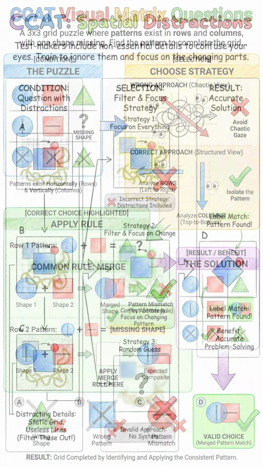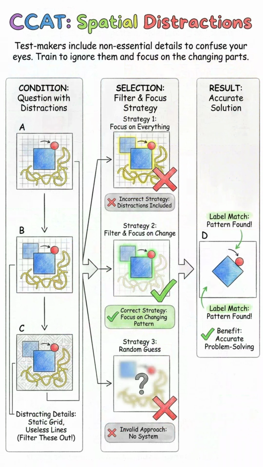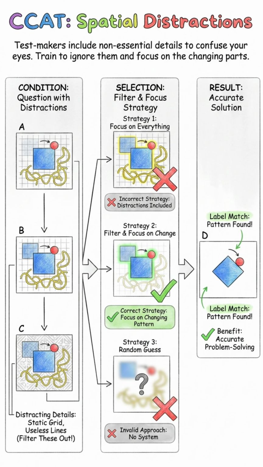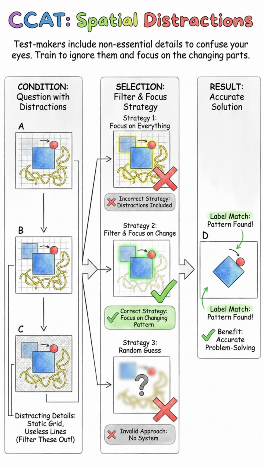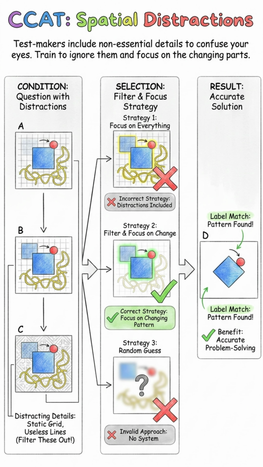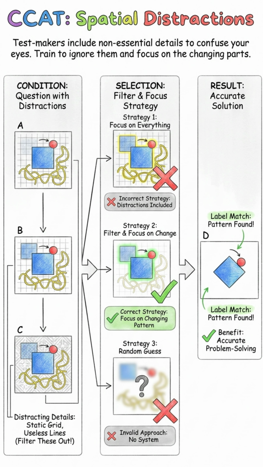Across all these spatial question types, the test makers love to include distracting details designed to confuse your eyes. They might add complex shading, useless squiggly lines, or background grids that have absolutely nothing to do with the actual pattern. You must train yourself to identify what is actually changing between frames and actively ignore what stays the same. If a background grid never moves or changes color throughout a sequence, your brain must learn to filter it out completely so you can focus on the moving parts.